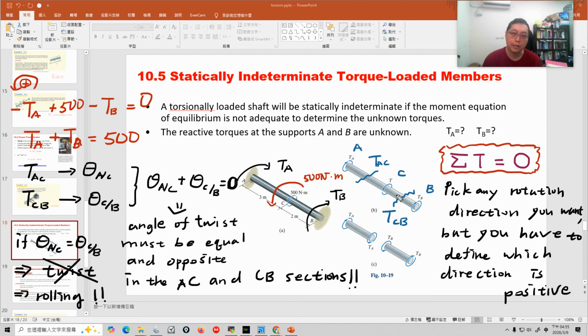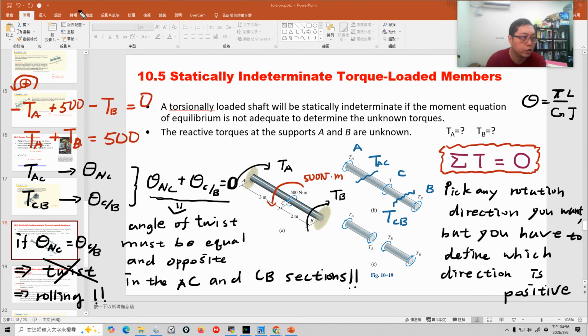So that's the constraint of the system. The deformation at the AC section and the deformation of the CB section must be equal and opposite. That means theta AC plus theta CB, added together, is 0. So what's the formula for the angle of twist? Don't forget the angle of twist is TL over GJ. So we use this equation.